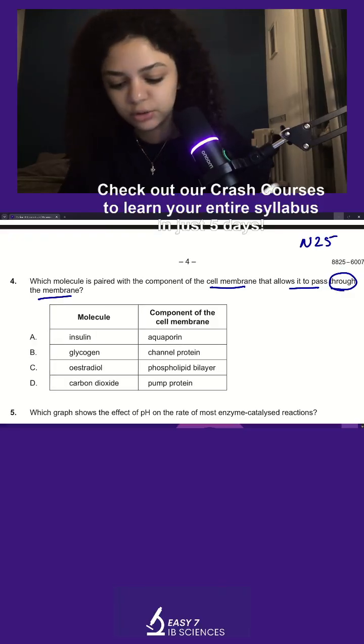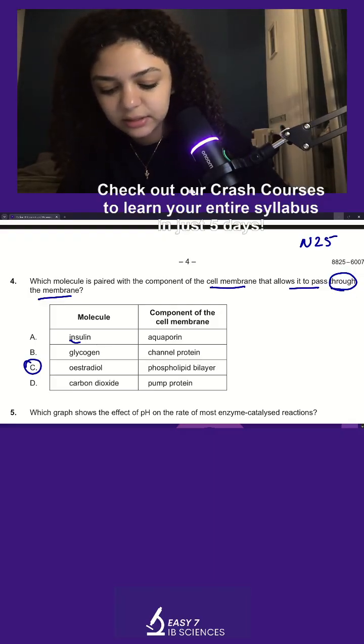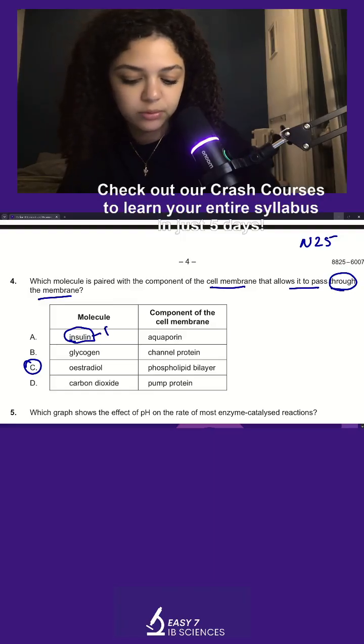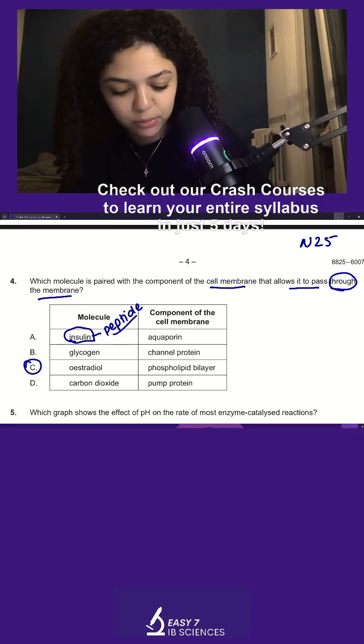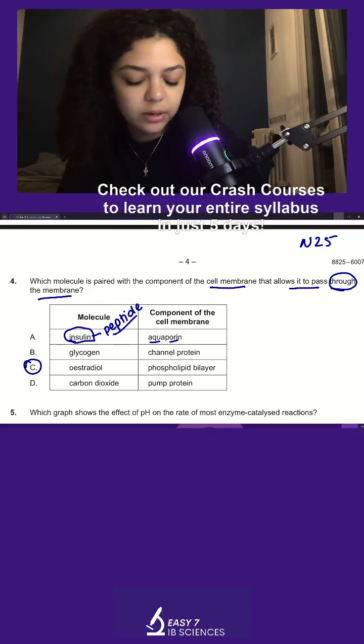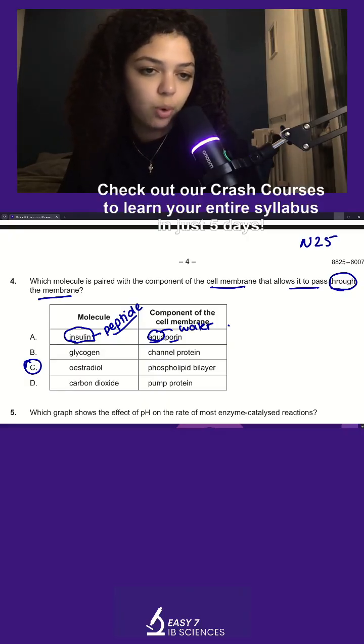So the answer is C. Good job, guys. Let's have a breakdown of it. So we know that insulin is a peptide hormone, and you do need to know this for your exam. Unfortunately, sadly, you do need to know it's a peptide hormone. And we know aquaporin. Well, aqua stands for water, and so an aquapore is just a water pore.